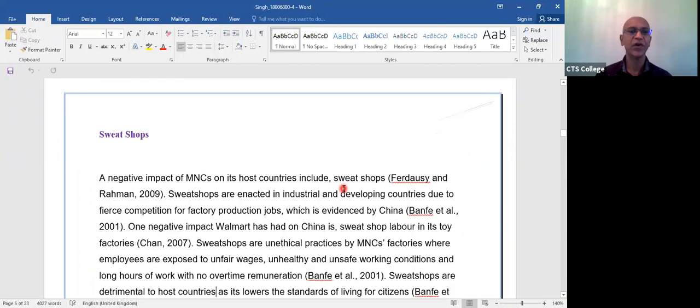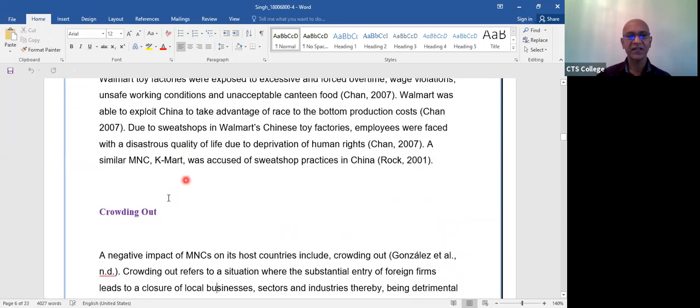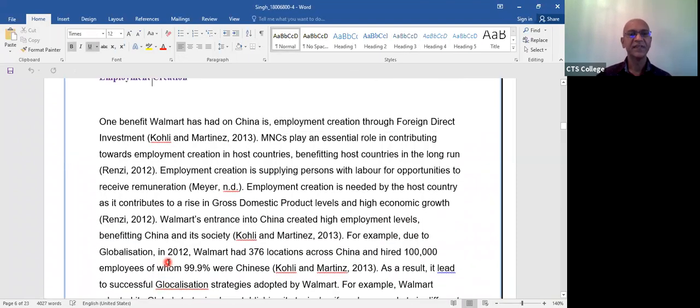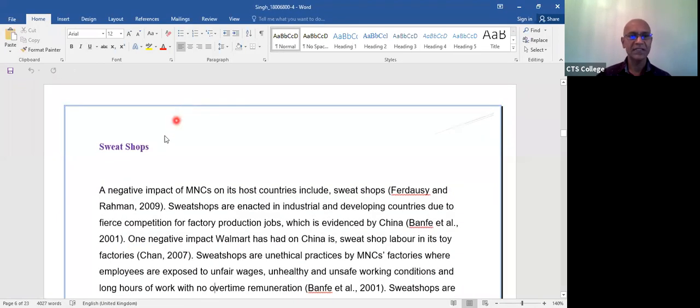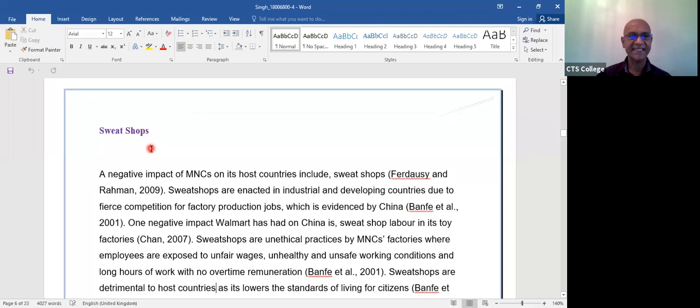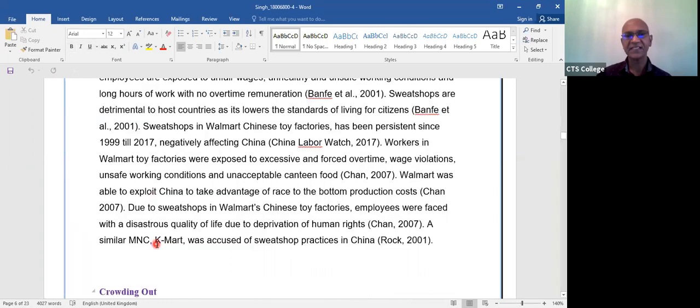The student is now moving on to sweatshops and is indicating that this is a negative impact on the Chinese society. If we scroll down, there's another point, crowding out, which is a negative impact. So right away, we see that the student has discussed three points. The first was one positive, job creation, and the second was sweatshops, a negative, and the third is crowding out, another negative. So there are three points being discussed here, one positive and two negative. I think this is nicely done.